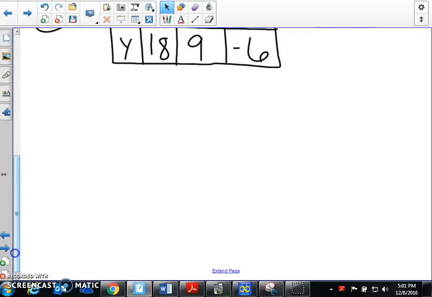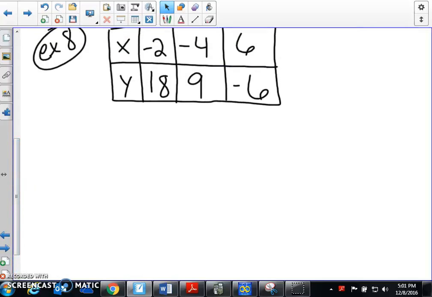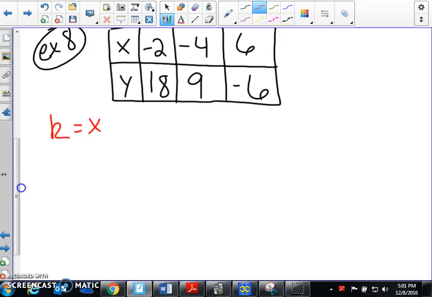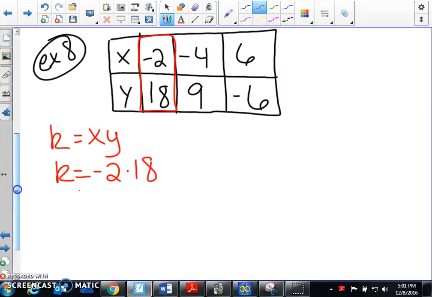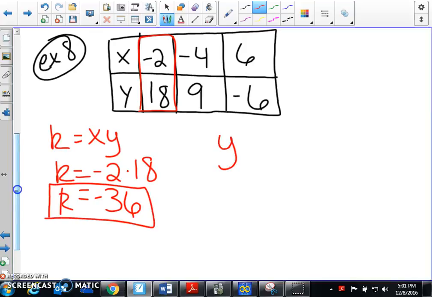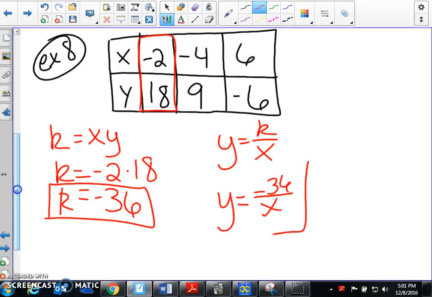All right, same thing. So inverse means multiply. So my k is equal to x times y. So k is equal to negative 2 times 18, which is equal to negative 36. I plug into my inverse variation equation, which is that one, and I just plug in k. So y equals negative 36 over x. Done.